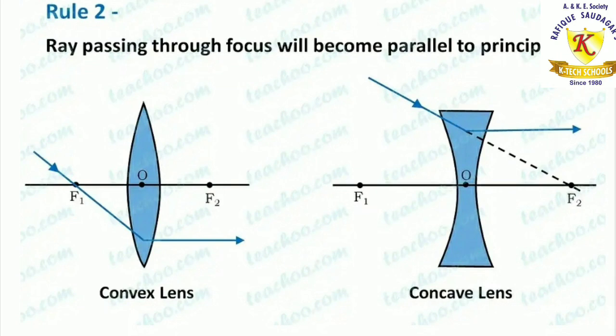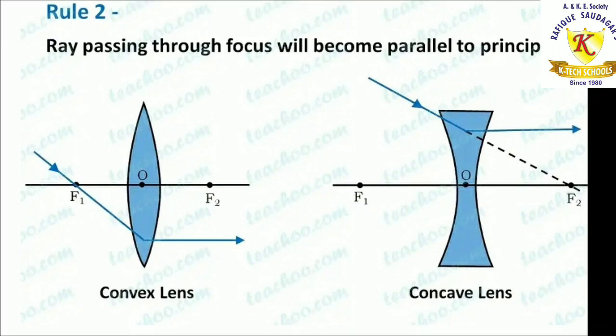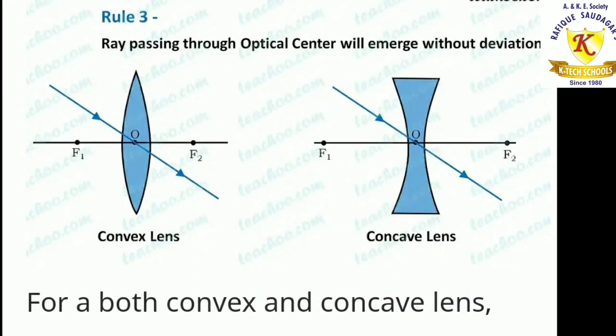Rule number 2. A ray passing through the focus will become parallel to the principal axis in both the convex lens and also in the concave lens. So this is rule number 2 for drawing the images with the help of ray diagrams. Next, rule number 3. A ray passing through the optical center will emerge without deviation. That is, it will not change its direction for both convex and concave lens.